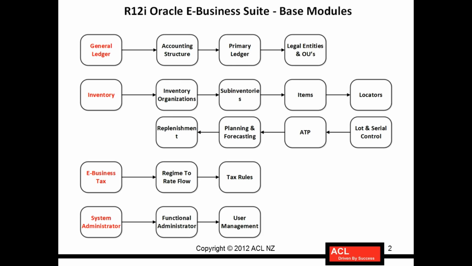Once you are done with General Ledger, you either go on to the Inventory module or you set up the E-Business Tax module. Assuming you start with your Inventory module, you start setting up your inventory organization structure. In layman's words, an inventory organization structure could be your warehouse structure: how you transact your items, how you take care of demand and supply, and how you track all your transactions in inventory.